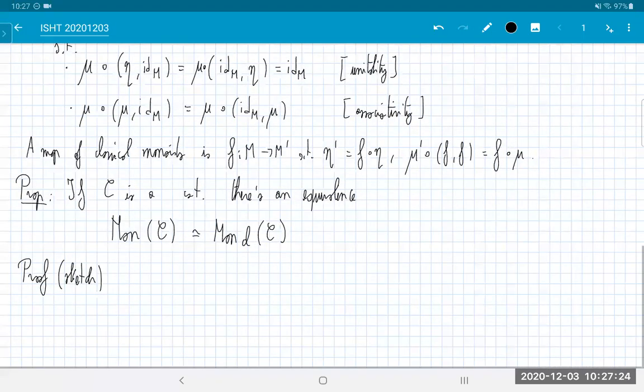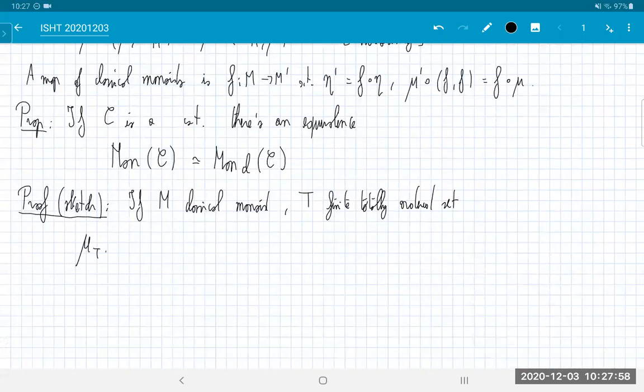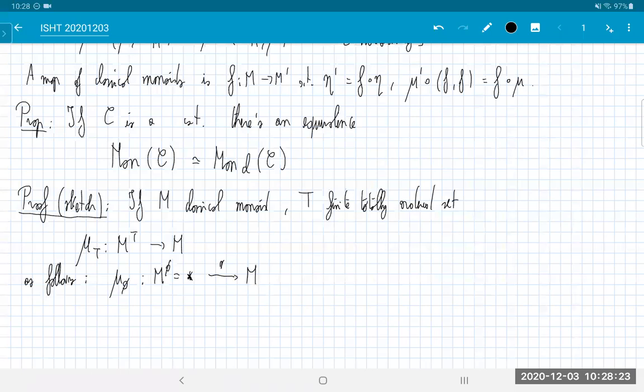Okay, from a sketch, I will just give you functors going in both directions and I'll leave it to you to verify that the compositions are the identity. So let me first give actually the hardest functor. If M is a classical monoid and T is a finite totally ordered set, we can define mu T from M to the T into M as follows. So mu of the empty set: by empty, I mean just the product of T copies of M in the order given by the ordering of T. So that's just the terminal object into M, and that's just eta.